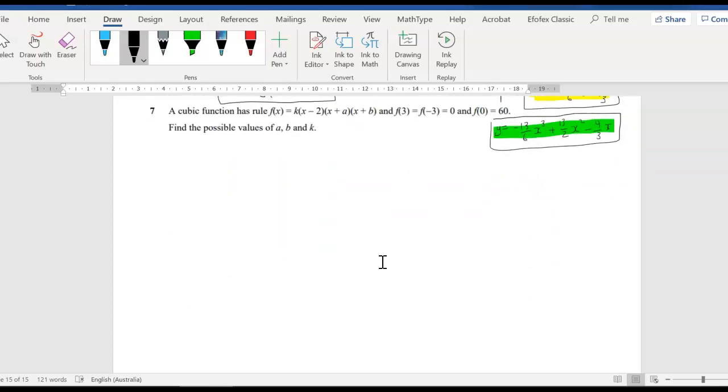Question 7. A cubic function has the rule. So it's already in factorized form for us. So f of 3 equals f of negative 3 equals 0, and f of 0 equals 60. So what that information is telling us is that when x is 3, f of x is 0, so there's one point. And when x is negative 3, y is 0, so there's our two x-intercepts. And then we've got 0, 60 for our y-intercept. Let's substitute those values in.